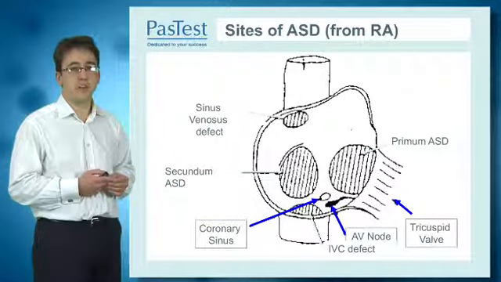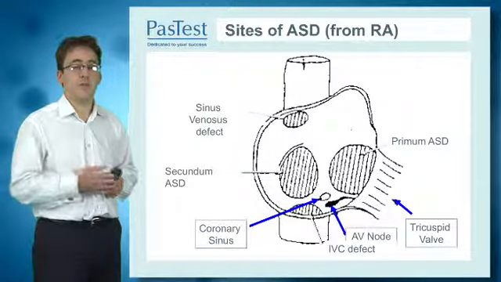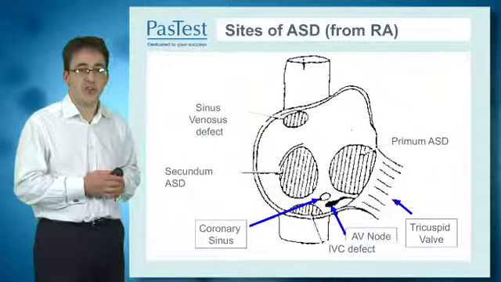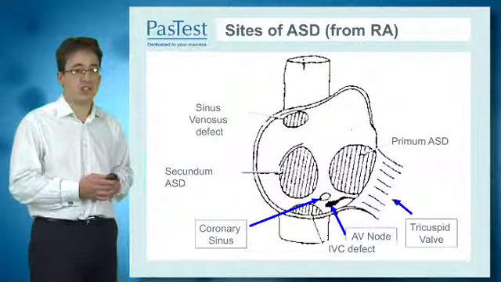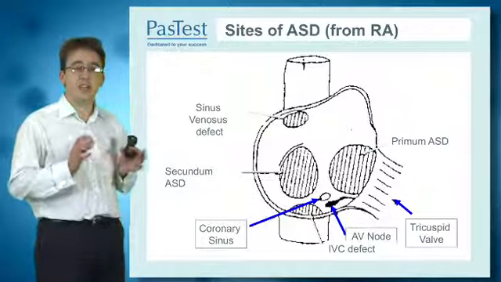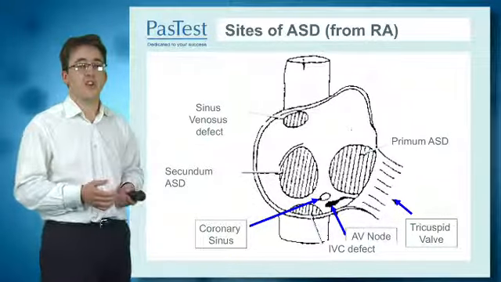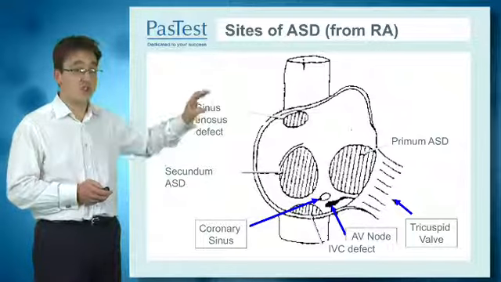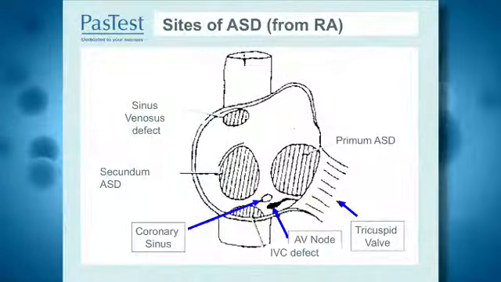This, of course, provides the blood supply coming back from the heart muscle, draining the coronary arteries. You also see the atrioventricular node, which is important in normal conduction down the heart. And you can also see the tricuspid valve itself. In addition to these normal structures, this slide also shows evidence of abnormal structures. Here you can see a secundum ASD right in the middle, a primum ASD abutting the tricuspid valve, and other defects such as the sinus venosus defect high up in the right atrium, or an IVC defect low down in the atrium.